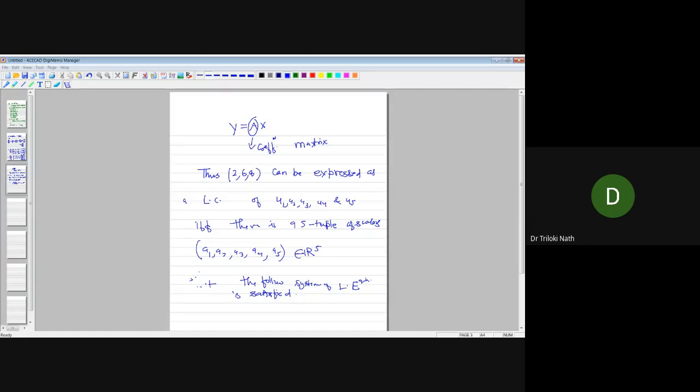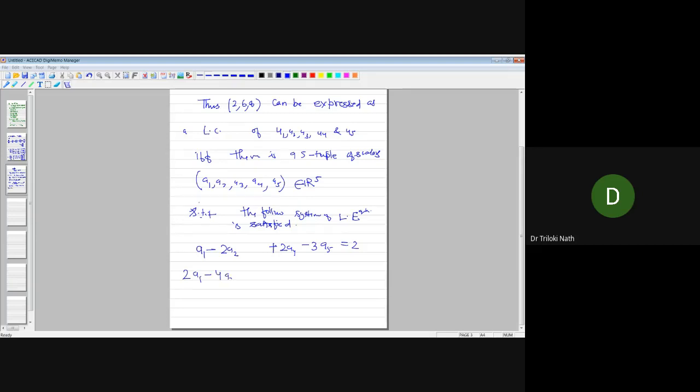Such that, write like this. So what you have? a1 minus 2a2, just you need to write plus 2a4 minus 3a5 equal to 2. Similarly, 2a1 minus 4a2 plus 2a3, then plus 8a5 equal to 6. And the last one, a1 minus 2a2 plus 3a3 minus 3a4 plus 16a5 equal 8. So this is your equation.